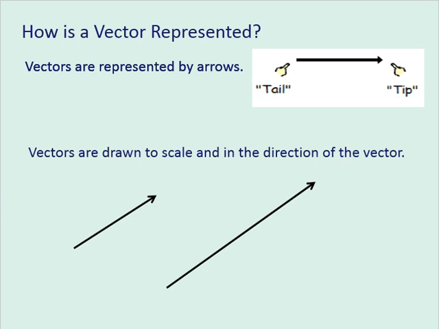When you draw vectors, they're drawn to scale and in the direction of the vector. So if you look at these two vectors here, they're both going in the same direction, but one is bigger than the other. So whatever measurement this is measuring, it's actually a larger measurement in size than this one. When we draw them to scale, think of them like blueprints or maps. You have a certain key, 1/4 inch represents a mile, something like that. And that's how we draw vectors when we draw them as scale diagrams.